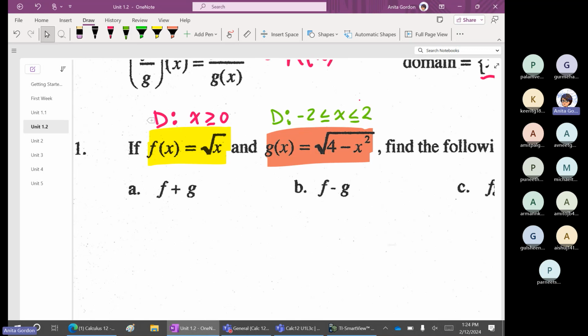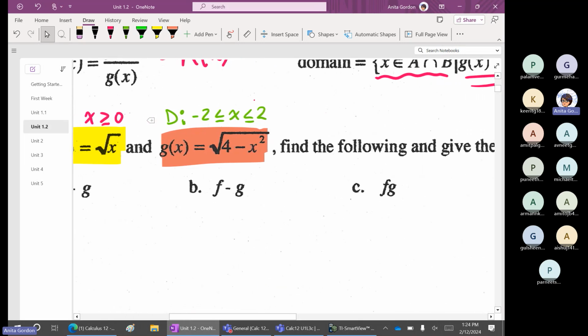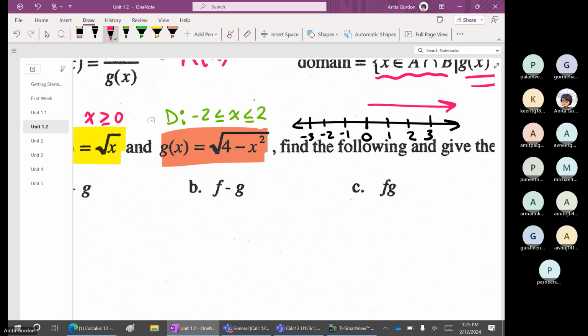Okay, another way to think of this that sometimes helps if you're more of a visual person, let's sketch a number line. 0 in the middle. 1, 2, 3. And then backwards. 1, 2, 3. Okay, f says its restrictions are x has to be greater than or equal to 0. And for g, our restriction is it has to be between positive and negative 2.